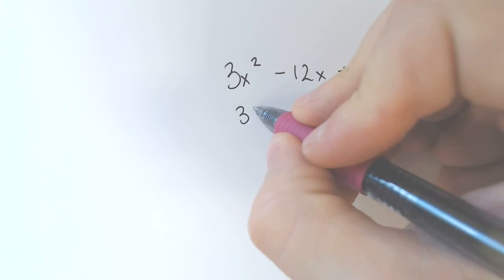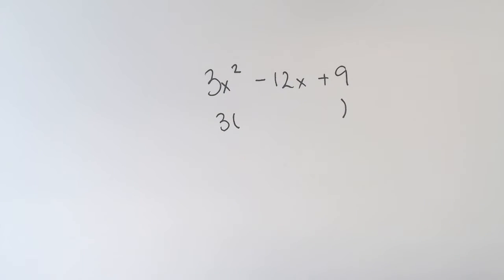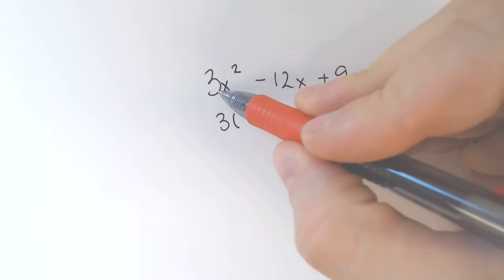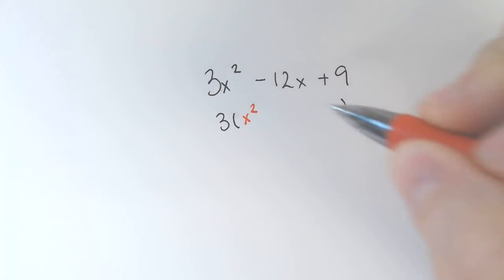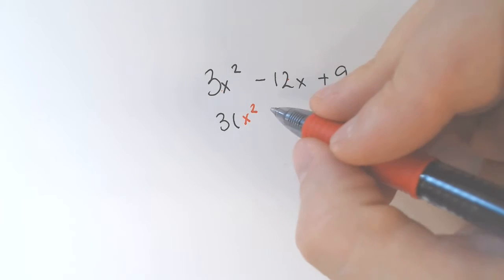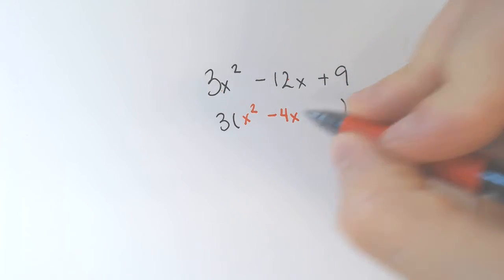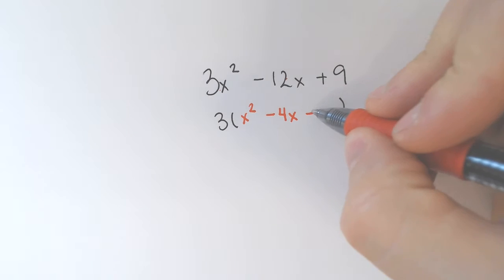You can divide by 3, and by dividing by 3, you put it on the outside of the parentheses. And then you divide each one of these by 3. So 3 divided by 3 is 1. You don't need to write the 1, but you do need to write the x squared. 12 divided by 3 is 4x, because there was a 12x there. And it was negative, so it's a negative 4. And then 9 divided by 3 is 3.